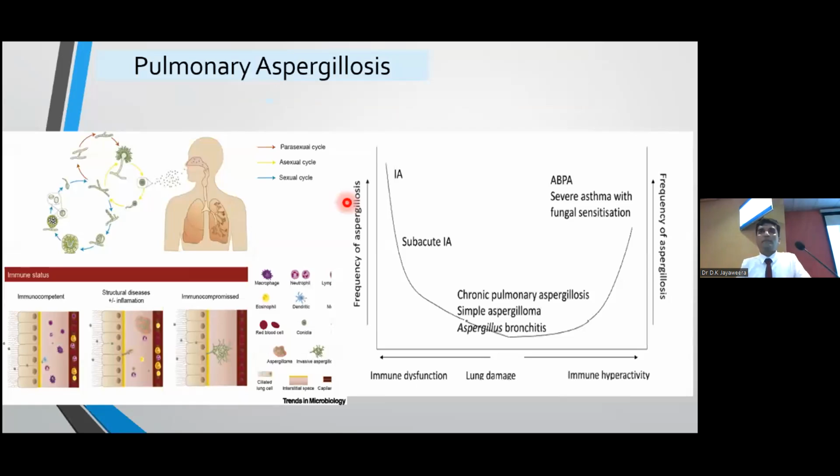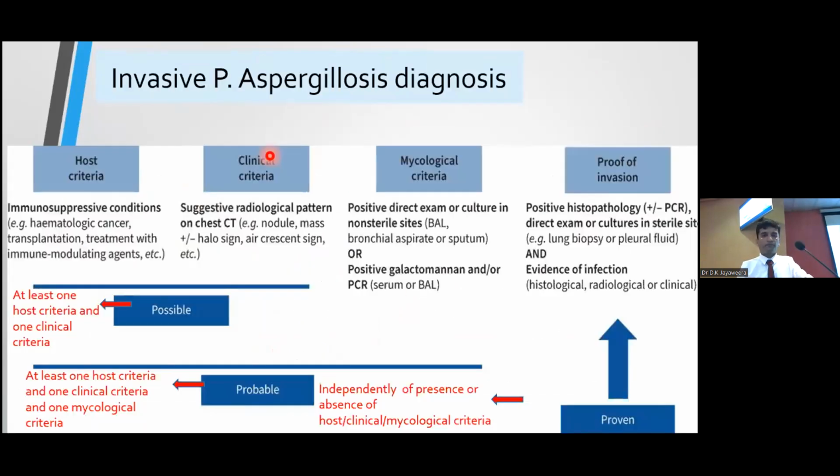Regarding pulmonary aspergillosis, it is actually a spectrum of disease. It depends on the clinical presentation and the host immunity. If the patient is an immunocompetent host, then it can cause ABPA, allergic bronchopulmonary aspergillosis, or severe asthma. But when the patient is immunodeficient, it can cause invasive aspergillosis. So how do you diagnose invasive aspergillosis?